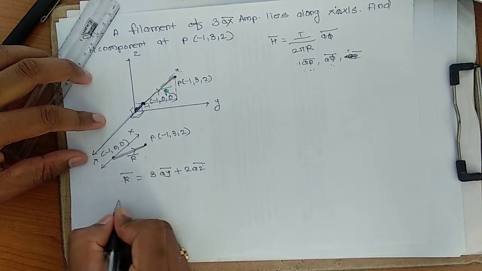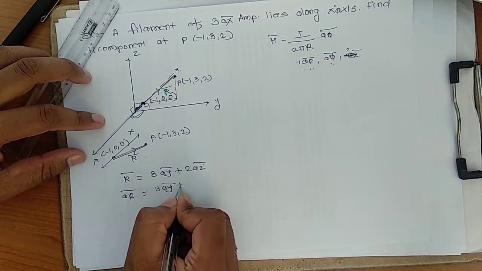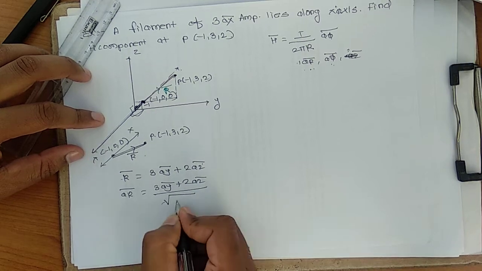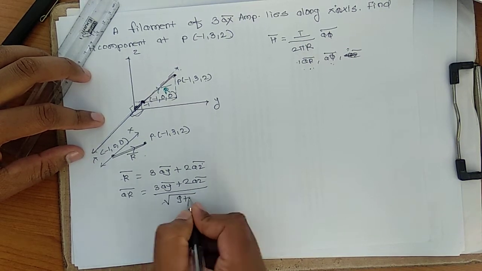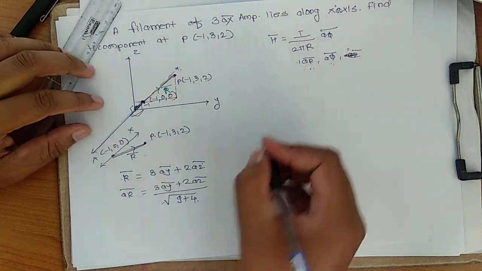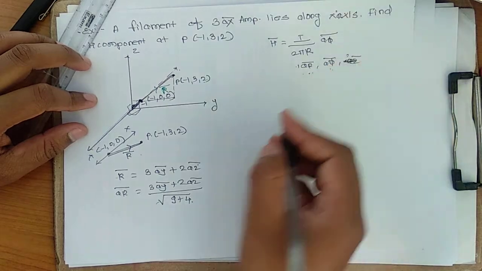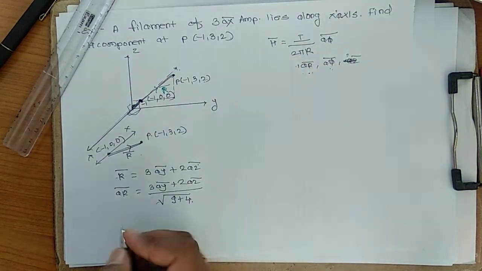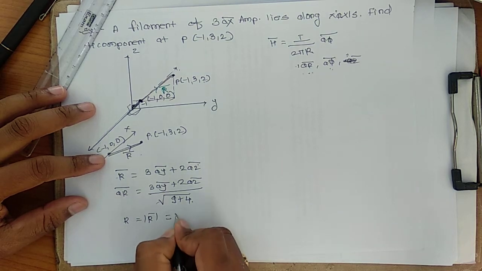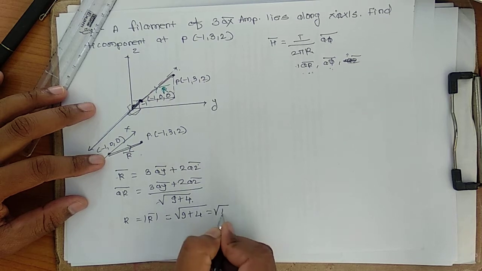Okay, now what is ar bar? AR bar is 3 ay bar plus 2 az bar divided by root of 9 plus 4, that is root of 13. So that is AR bar we have done, but we don't require only AR bar, we require this R also. So what is R? It is the mod of R bar. If you are calculating the mod of R bar, it will be root of 9 plus 4, that is root of 13.